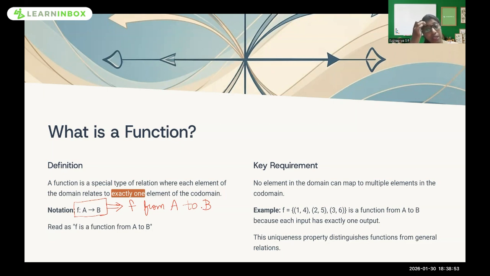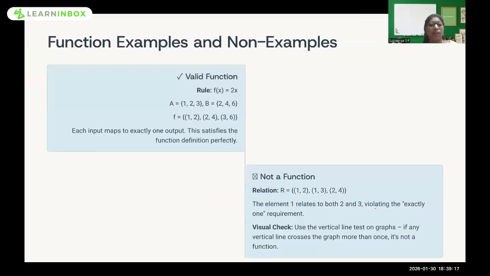So here your key requirement is no element in domain can have multiple elements in codomain. In here, see example: 1, comma 4; 2, comma 5; and 3, comma 6. Each is having only one element as the output. Let's see what is a valid function and what is not.